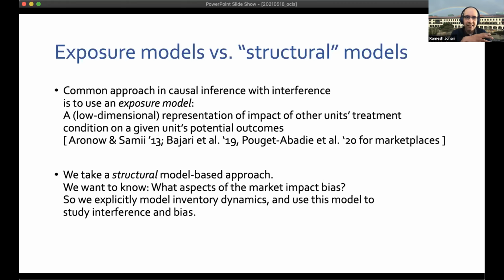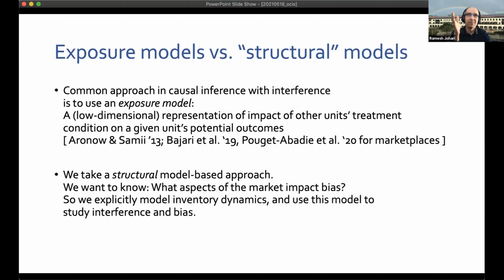So with that in mind, the approach we take is very much driven by a population model viewpoint, where we explicitly model inventory dynamics, and then we use that model to study interference and bias. And I'm personally, from a research standpoint, very interested in interconnections between these two viewpoints: how we can use structural models to stress test the findings that we get from exposure models, and vice versa, whether there are simple lower-dimensional ways using exposure models to capture the key features that we discover from a structural modeling standpoint.